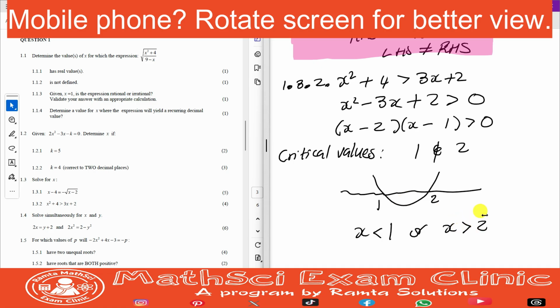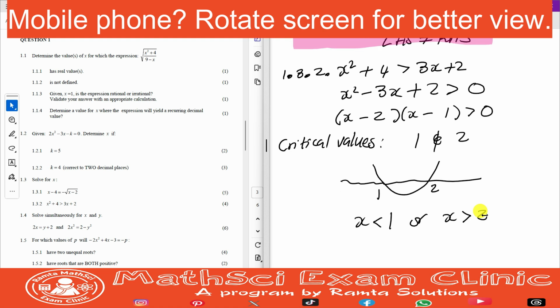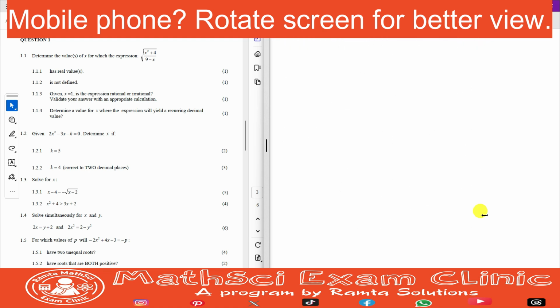Okay, and this is it. This is our answer. All right, now let's proceed. As we proceed now, we are going to 1.4. Okay, 1.4 is still a nice question.